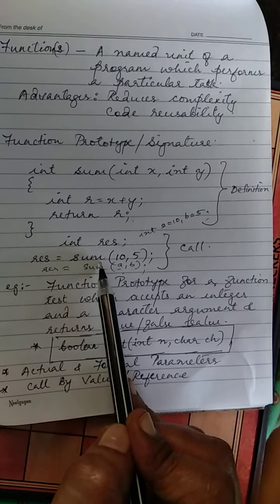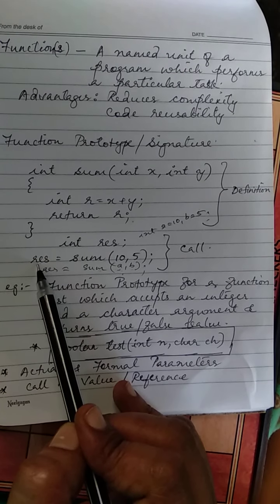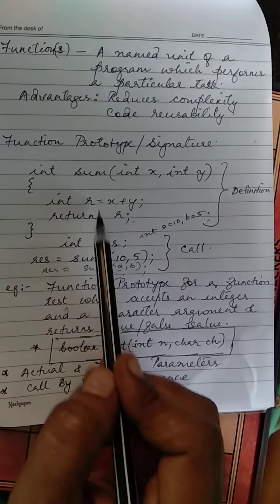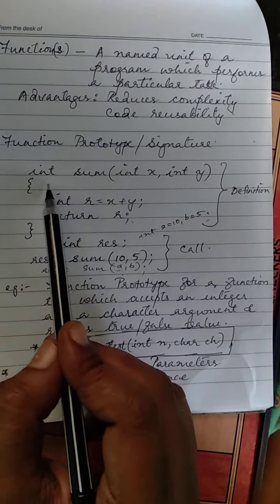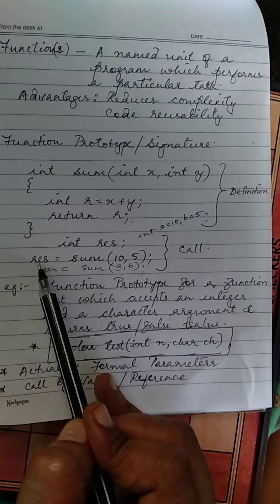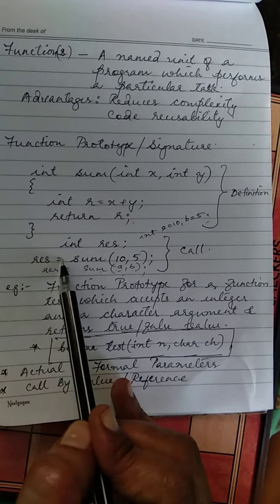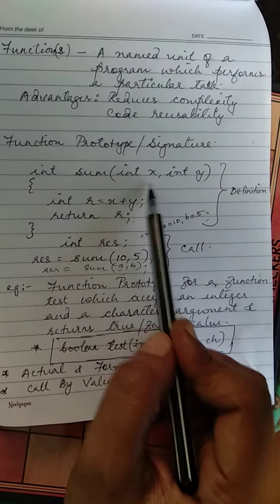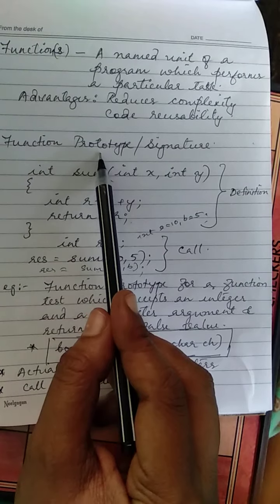So the coming answer should be stored inside another integer variable. Why are we storing it in an integer variable? Because here the returning value r is an integer. So the coming answer also should be stored inside an integer variable. That is why here one assignment statement is given. So this is function call. Clear? Function definition, function call. Now we'll come to the term.